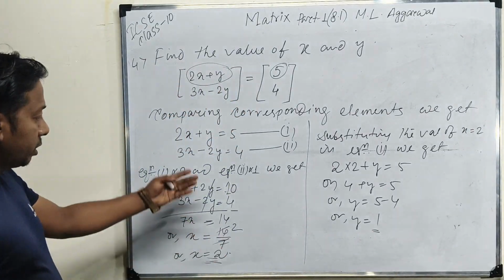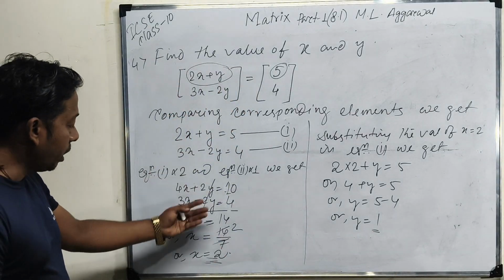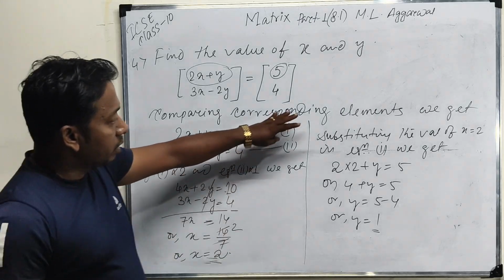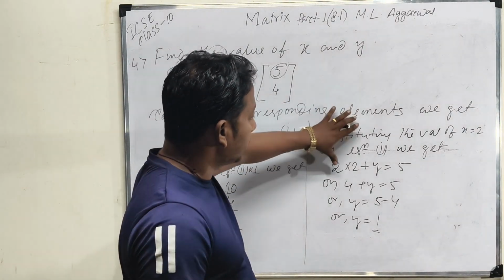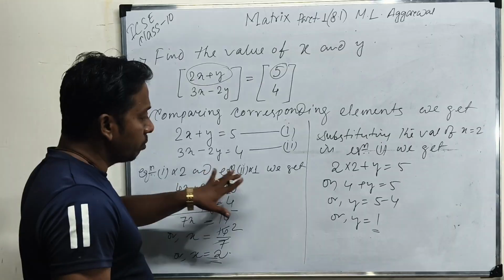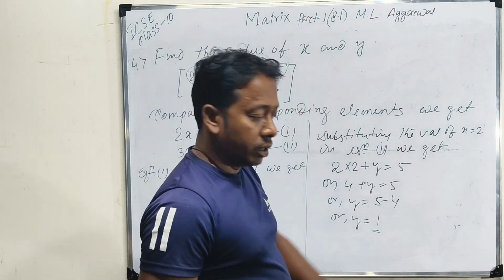Clear? This is the elimination process. We can easily remove y and find out the value of x, and simply substitute the value of x in equation 1 or 2. You can put in any one of them and we will get the value of y. Clear?